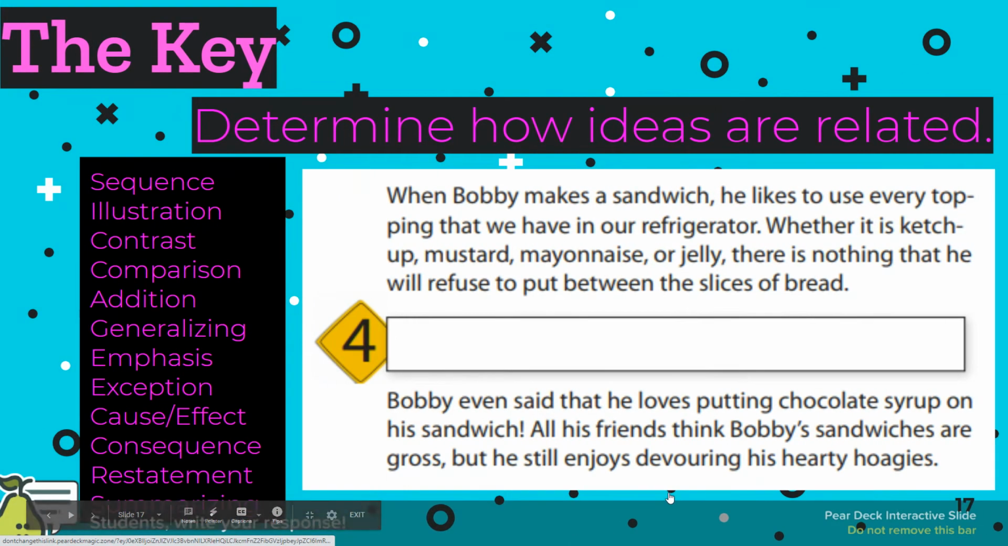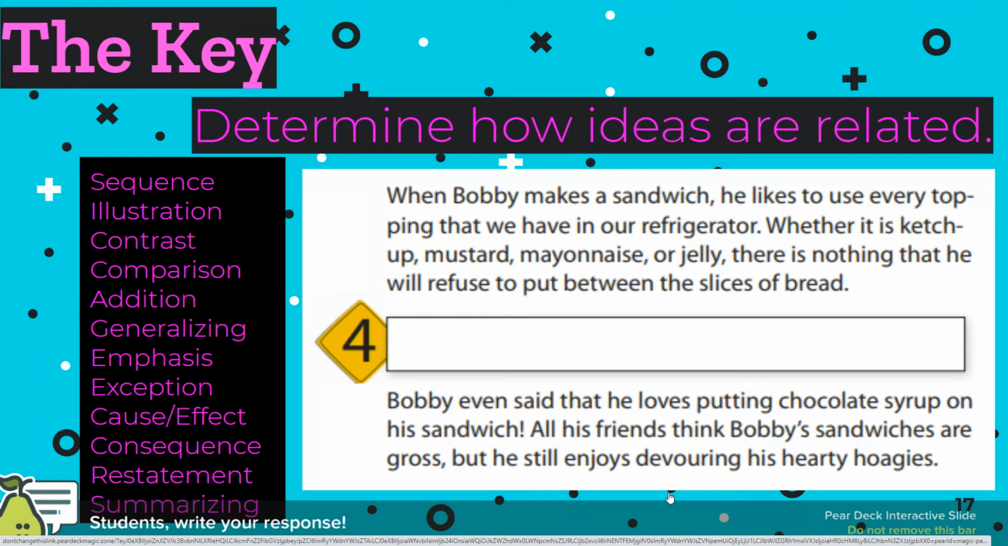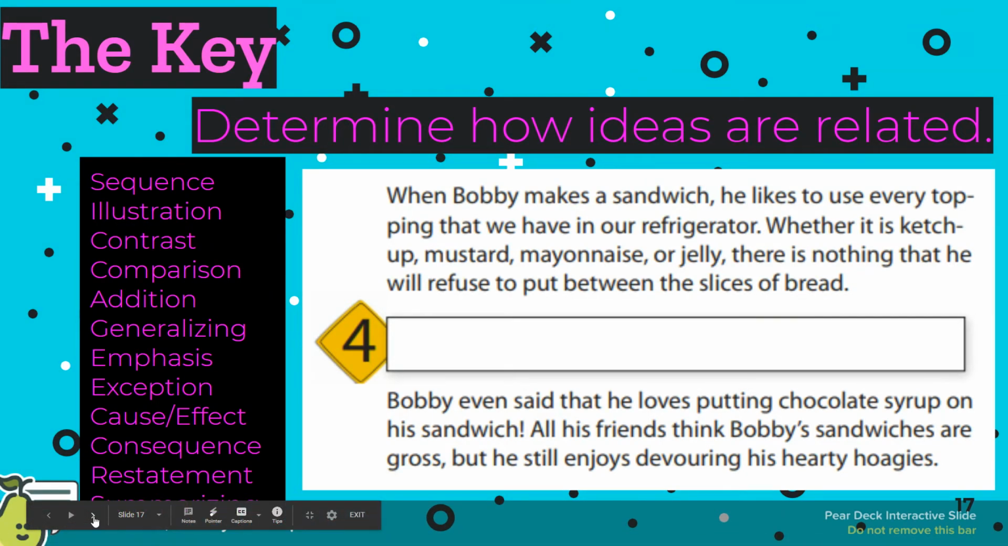Our next example. When Bobby makes a sandwich, he likes to use every topping that we have in our refrigerator. Whether it is ketchup, mustard, mayonnaise, or jelly, there is nothing that he will refuse to put between the slices of bread. Bobby even said that he loves putting chocolate syrup on his sandwich. All his friends think Bobby's sandwiches are gross, but he still enjoys devouring his hearty hoagies. What relationship do those two things have? Go to your transition notes, pick an appropriate transition, and type it in now. Pause the video.